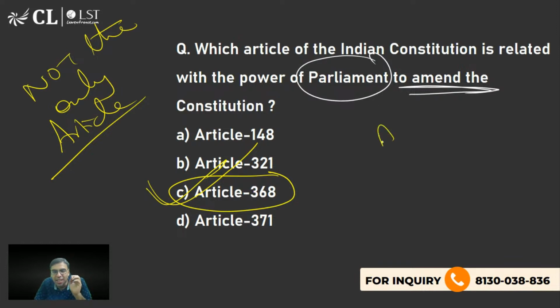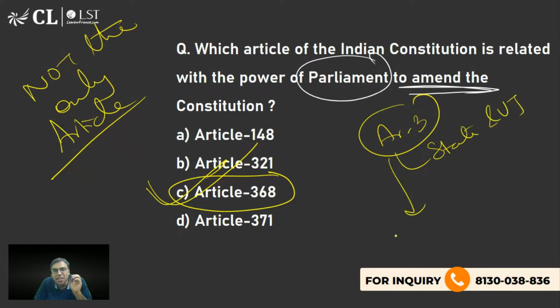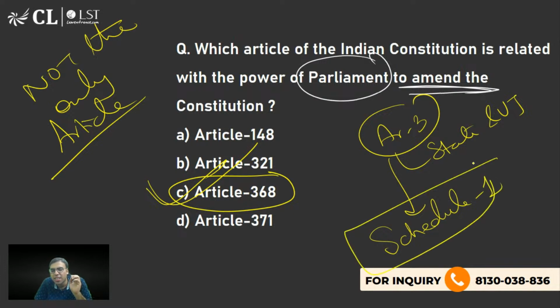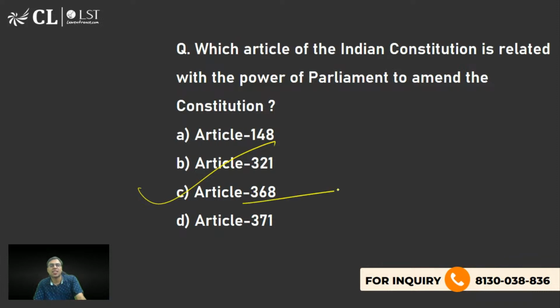Yes, very good, Kushagra. Article 3 is used to change the name of the states and union territory. So when you use Article 3, you are amending Schedule 1 of the Indian Constitution. And this schedule mentions the 28 states and 8 union territories. So if you are adding a new state, you are basically amending Schedule 1, and that is done by Article 3. There are other provisions also. But majorly, by and large, it is done by 368. C is the right answer. Yes, very good.